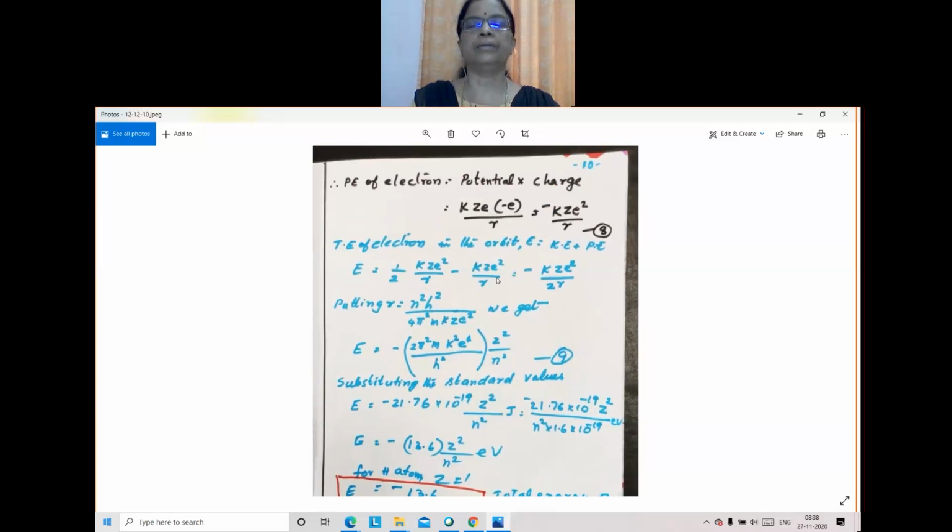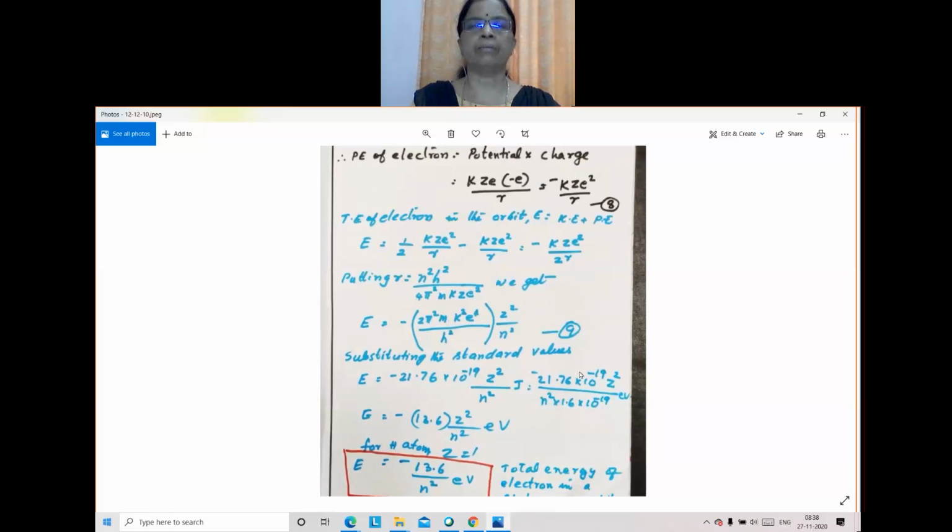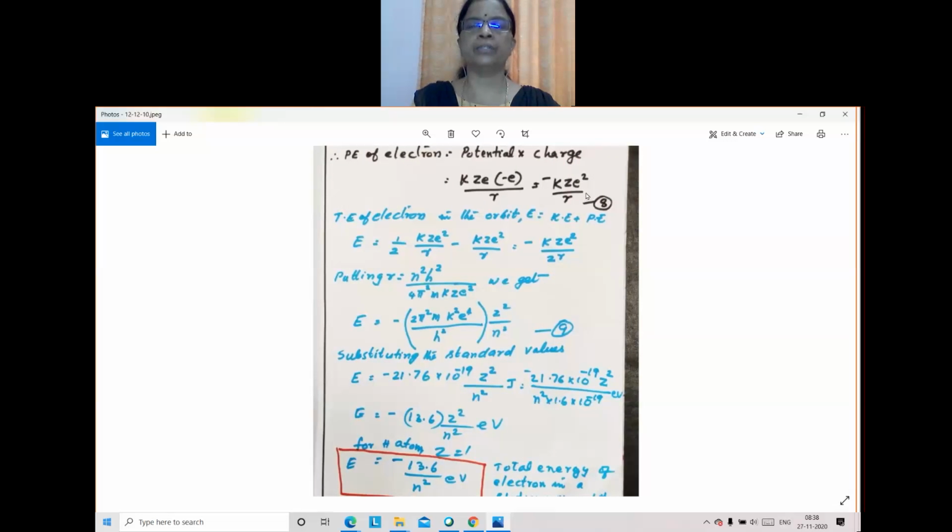Potential energy is potential into charge minus e. So minus of k into Z e square by r. That is the potential energy. So kinetic energy we got, potential energy also we got. Therefore total energy is the sum of those two energies.